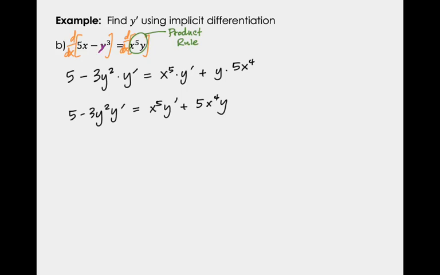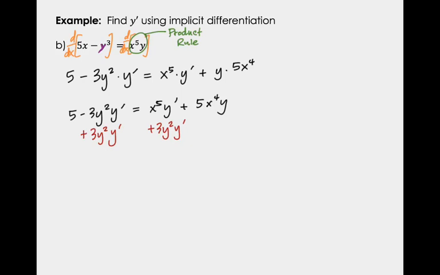All right, and again, our focus is going to be to solve for y prime, so we want to get y prime by itself. So I'm going to subtract this x to the fifth. Actually, I'm not going to do that. I'm going to add 3y squared y prime. And I just did that so that both of my y terms would be positive. You can subtract the x to the fifth y prime over to the left, and that's fine. Everything will just be negative.